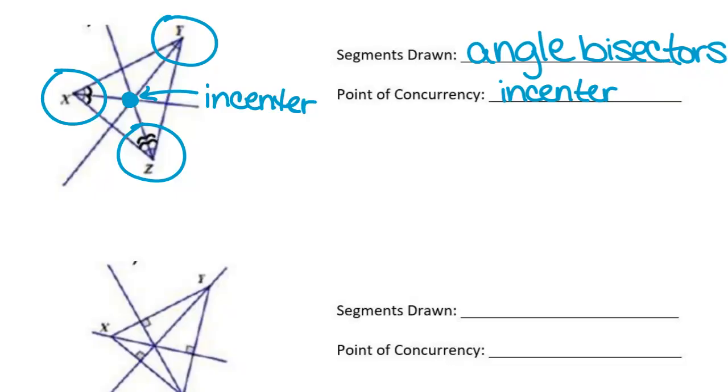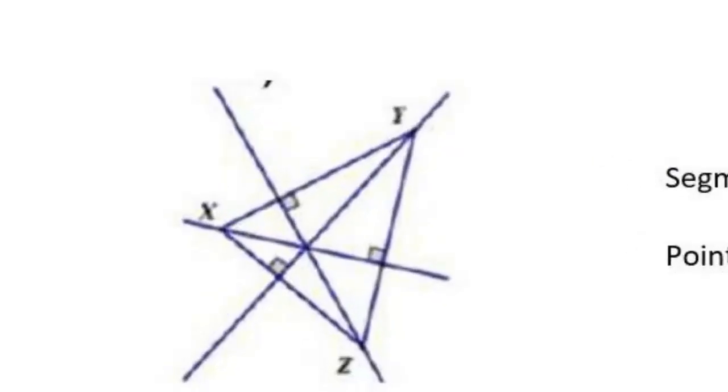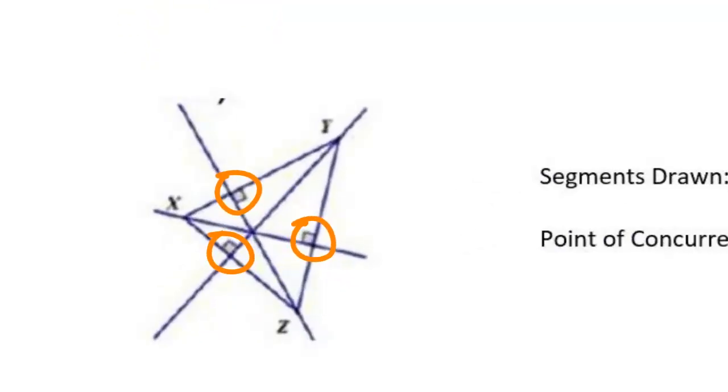In-center and angle bisectors go together. Down here on this last one, are there any midpoints? We've got 90-degree angles. Are they touching at the exact center point of those sides? No. What do we call the segments that go from a vertex to the opposite side and they make a right angle when they get there?